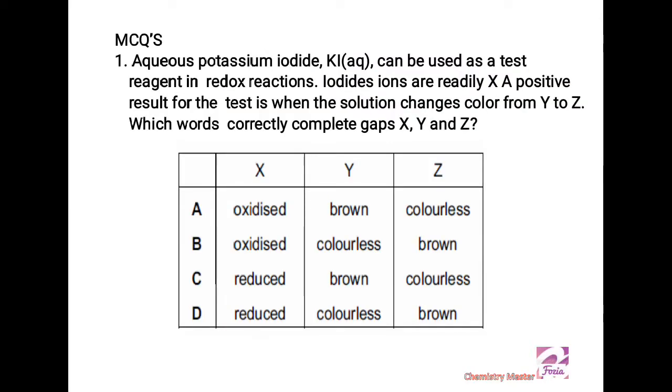The first MCQ is: aqueous potassium iodide, KI is the formula, can be used as a test reagent in redox reactions. Iodide ions are readily dash. A positive result for the test is that the solution changes color from dash to dash. Which words correctly complete gaps X, Y, and Z?